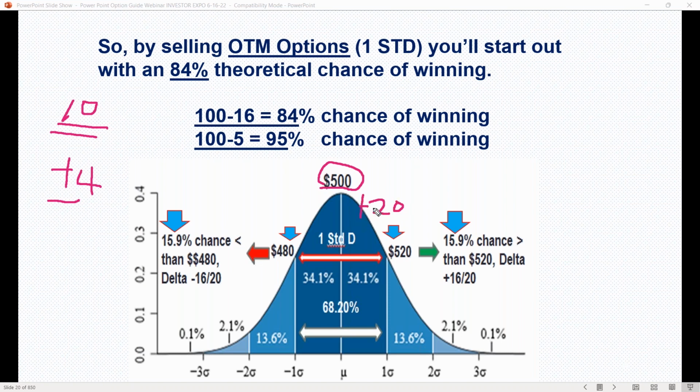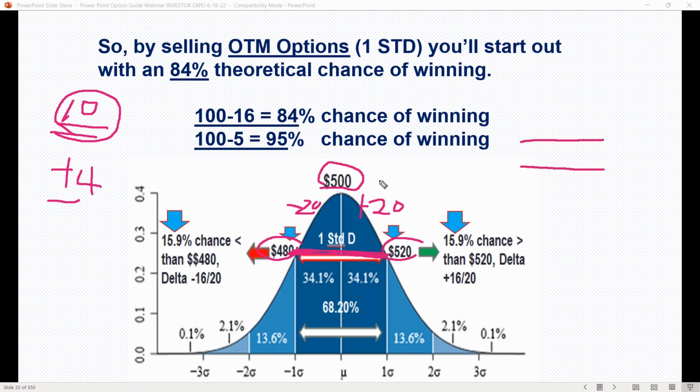So it could go up $20 or down $20 over the course of the next 10 days. This is the implied expected move. Up is 20 and down is 20, which puts you down at 480 and up at 520. The range between those 2 points is 1 standard deviation. It's theoretical, but this is what I term a normal price movement.